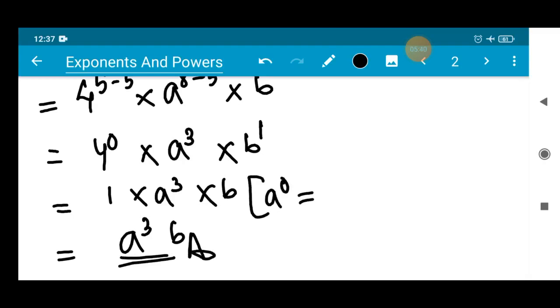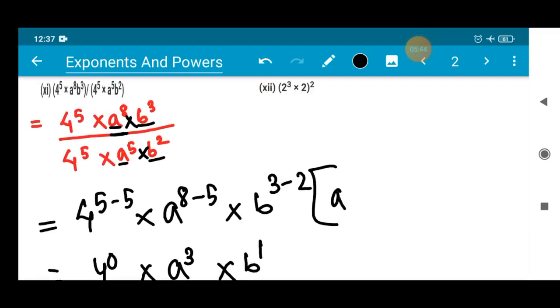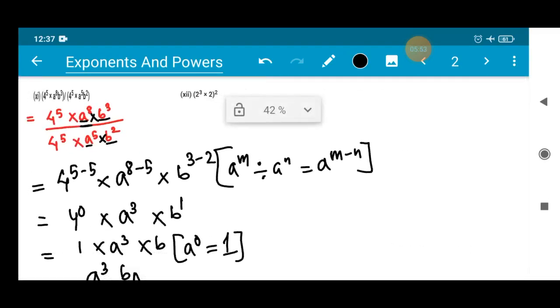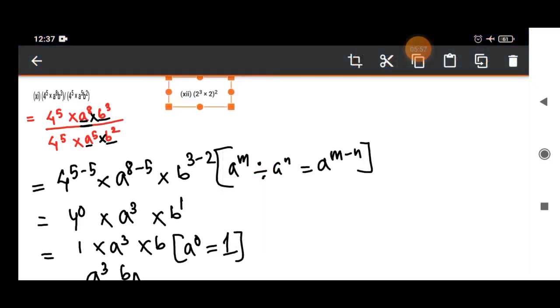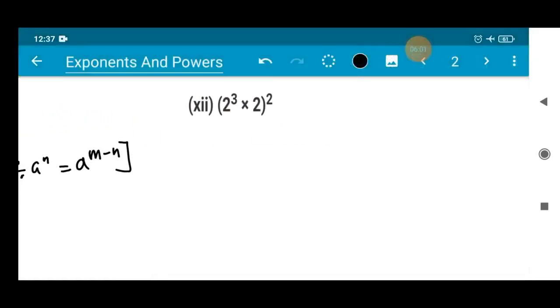So a to the power 0 means it is 1, and over here we can use one rule, that is a to the power m divided by a to the power n can be written as a to the power m minus n. This is the rule which I have used here, which we can use. Okay, the last one, question number 12, is left out. Let me shift this. Let us solve it over here.